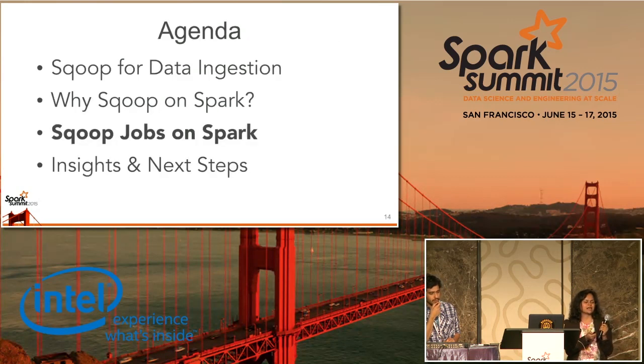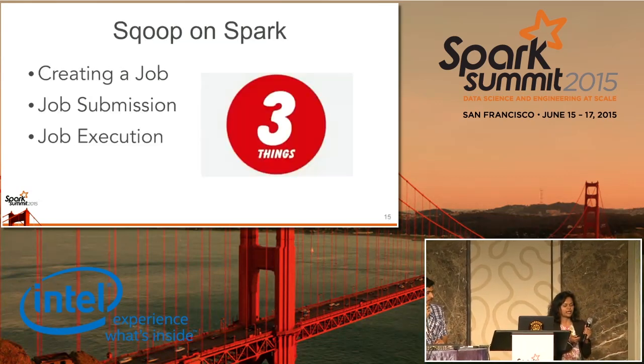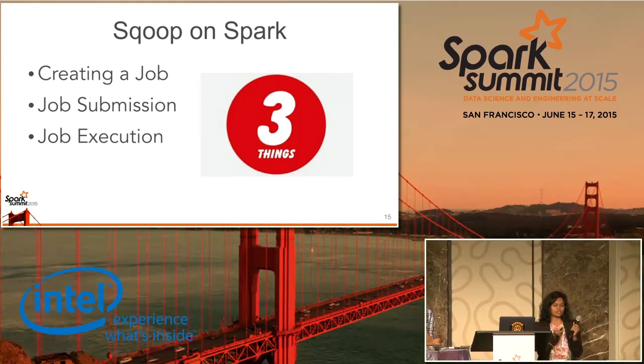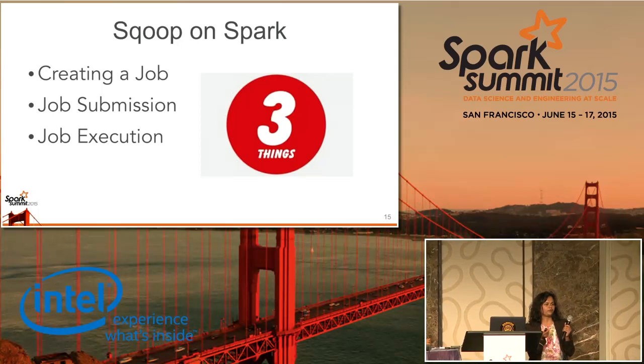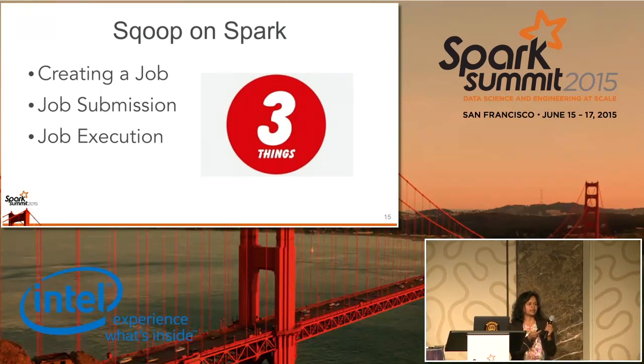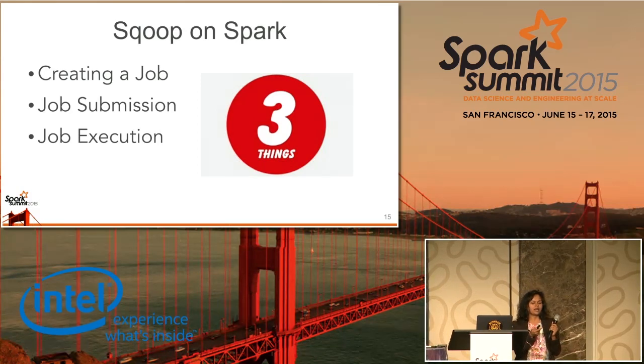So the next thing is, how do we do Sqoop jobs in Spark? It turns out it wasn't too hard for us to get this working at all. Sqoop has a bunch of APIs already to create jobs, so that is what we leveraged. We didn't have to do much change. The two things that we really focused on were how you do job submission, and then how you do job execution. The rest of the talk will just focus on these three things and end with some of the insights we had.